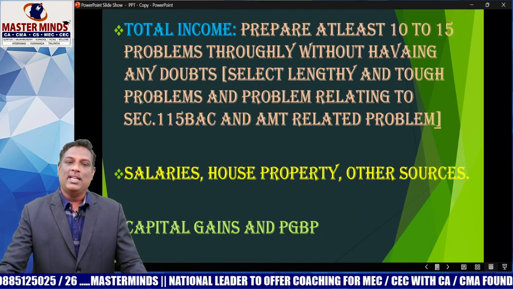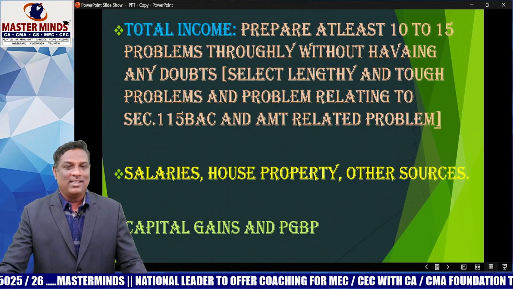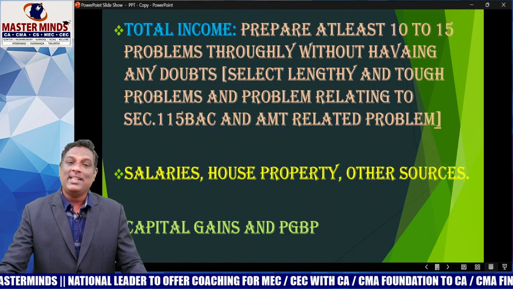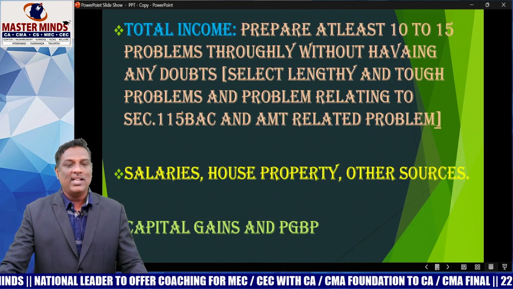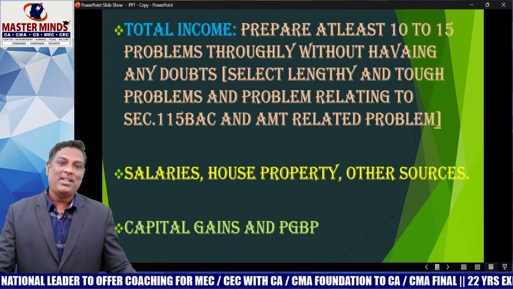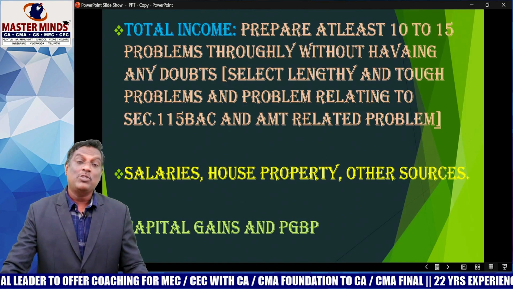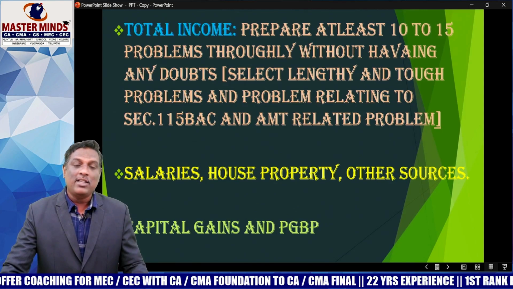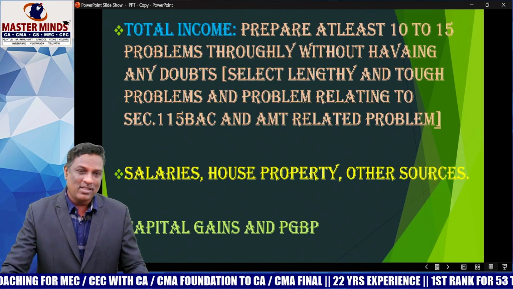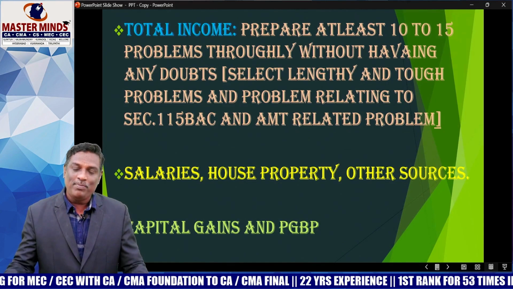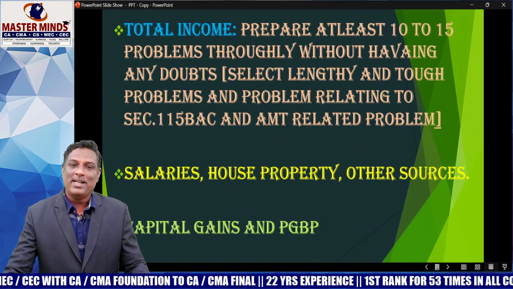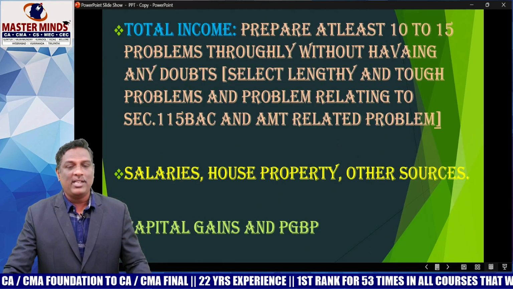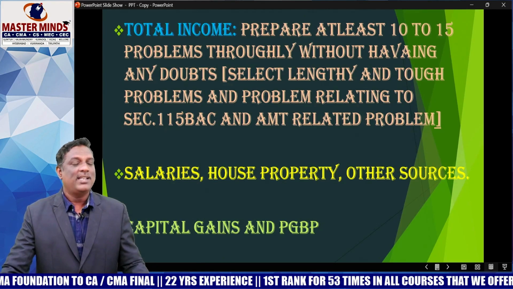Okay, then the next one is heads. Out of 5 heads, first priority is given to the salaries head, house property and other sources, then capital gain and PGBP. Because house property and other sources are small chapters, students, it is too easy to prepare those 2 heads. So as per my opinion, it is better to prepare house property and other sources first. After completing house property and other sources, then go to the salaries head.